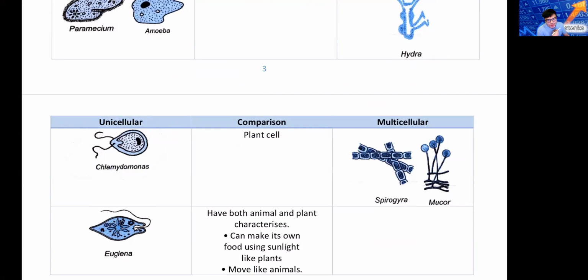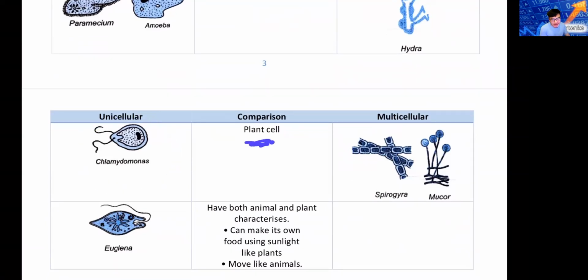Okay, put penis. Nice try. Anyway, I'm not going to pronounce that. So anyway, this is your Chlamydomonas. They are plant cells because they are green.